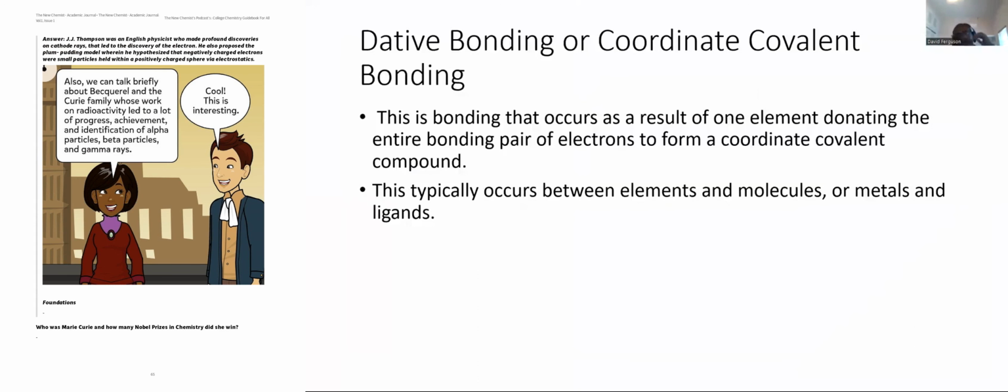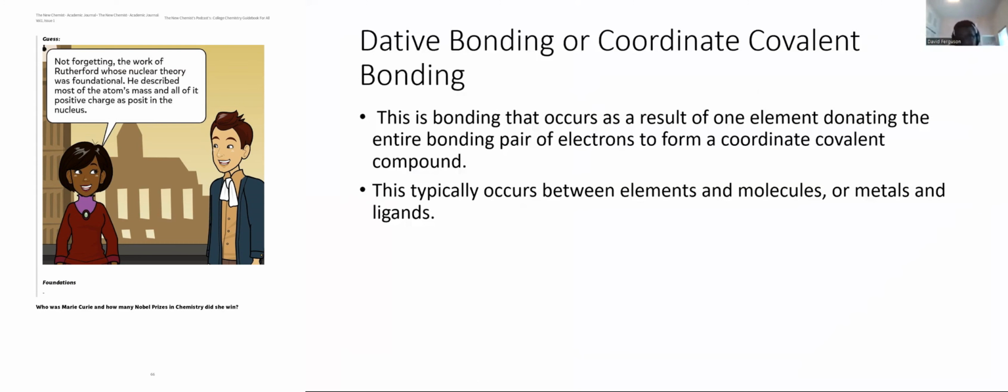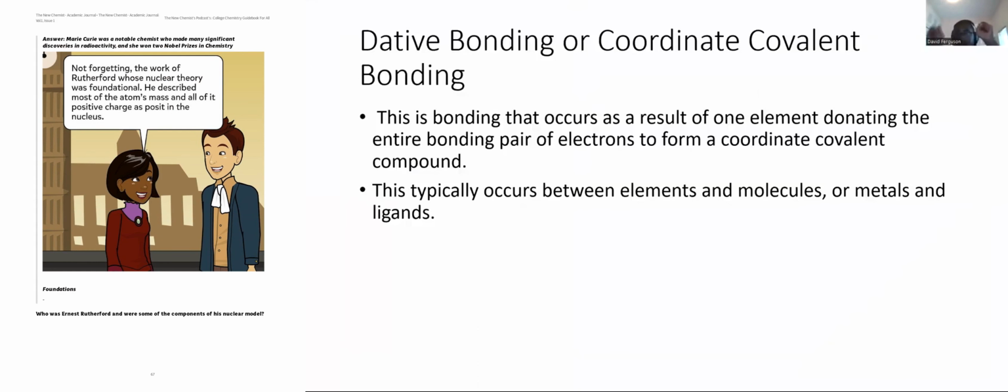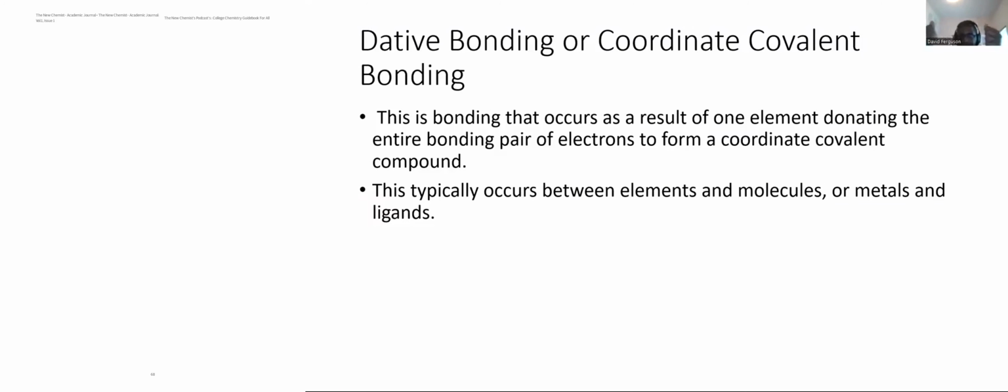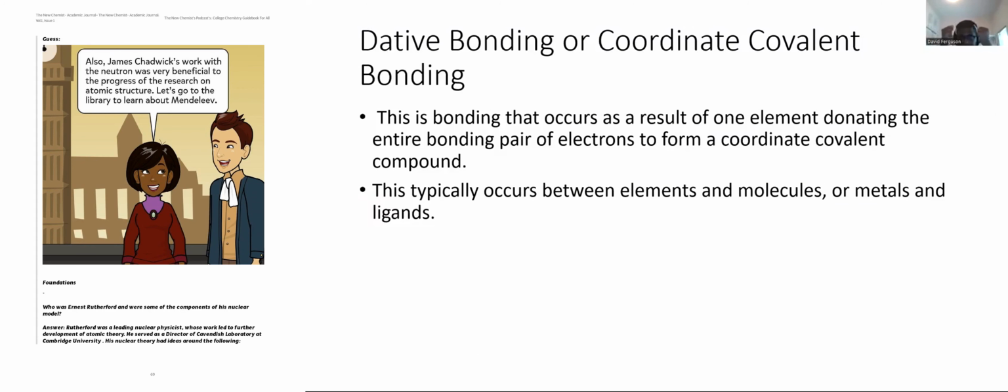Dative or coordinate covalent bonding. This bonding occurs as a result of one element donating. So it's almost as if the bonds are the attraction that occurs, and they typically consist of two electrons. That's how we map them out. That's how we describe them when we know them.